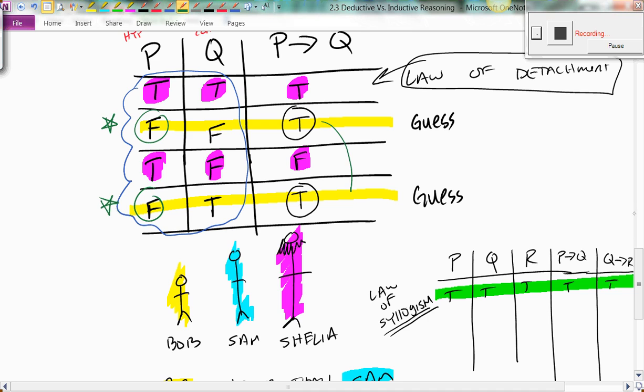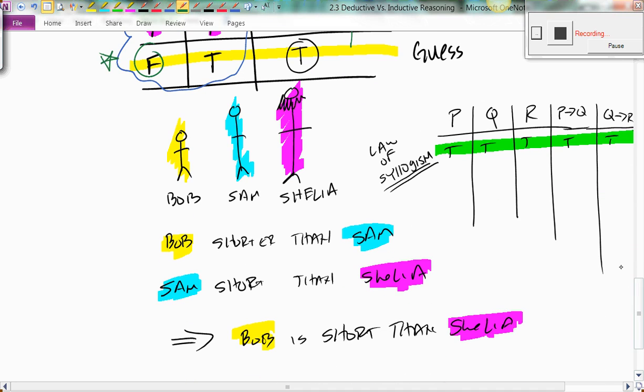We also talked about the law of detachment and then the law of syllogism. I can't really pronounce that word very well. Anyways, we said, okay, we have Bob, Sam, and Sheila. Bob is the shortest, Sam's in the middle, Sheila's the tallest. So if Bob is shorter than Sam and Sam is shorter than Sheila, then Bob is shorter than Sheila. That's the law of syllogism right there. I just don't know how you say that.